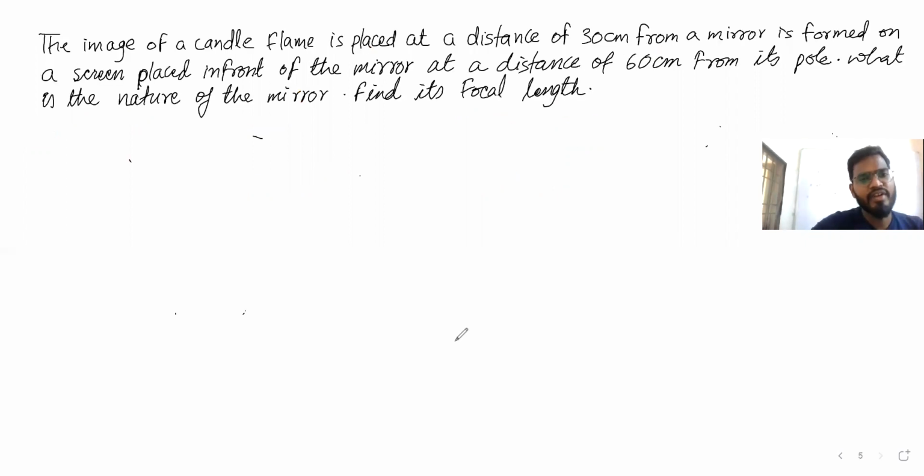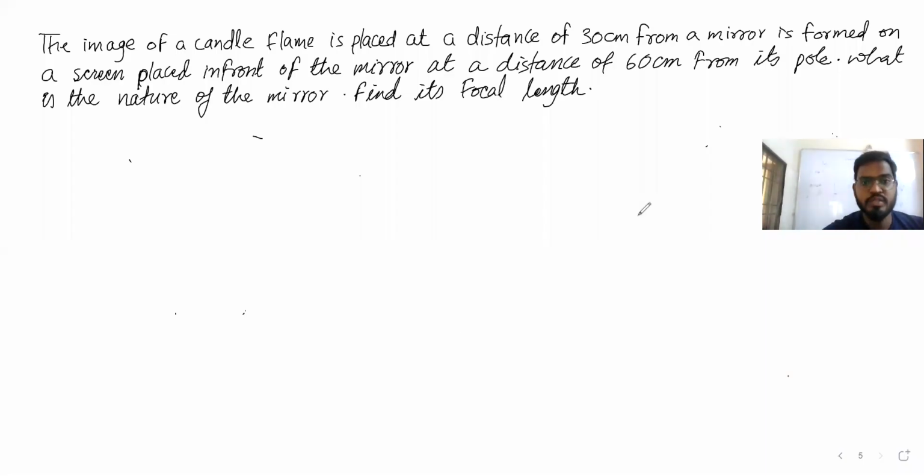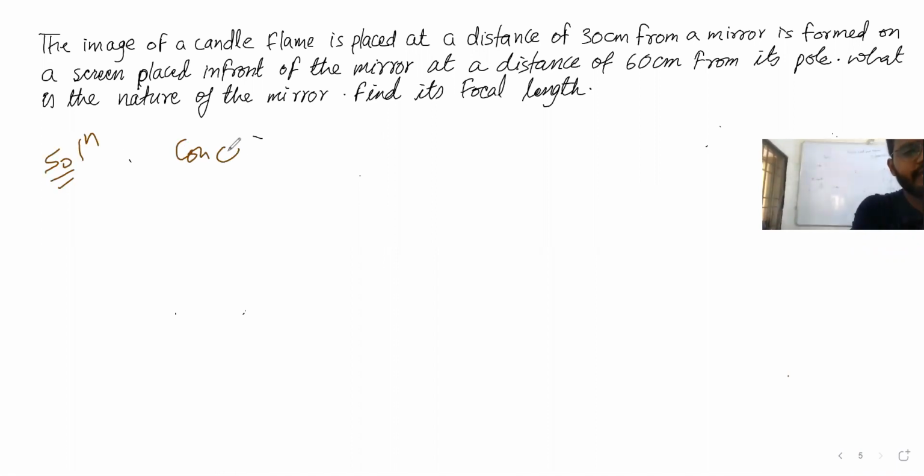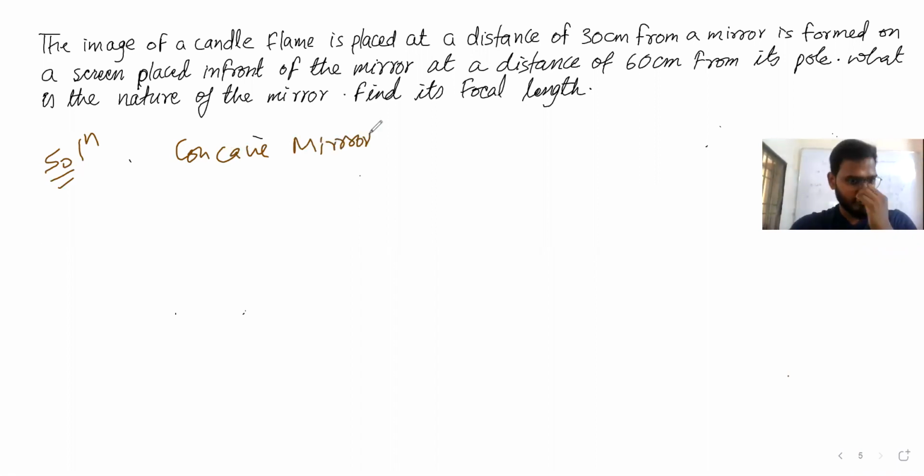Let's see next. The image of a candle placed at a distance of 30 centimeter from a concave mirror is formed on a screen placed in front of the mirror at a distance of 60 centimeter from its pole. What is the nature of the image? Find the focal length. In this question also, the image of a candle is formed on a screen. Again, they are giving a hint that it is a concave mirror, right? So one thing we understood for sure, it is a concave mirror, right? Okay, so we got it is a concave mirror.